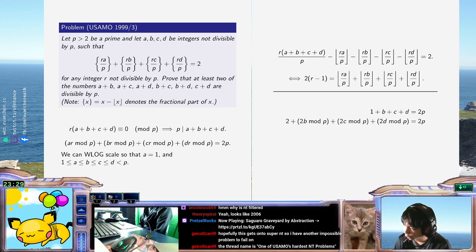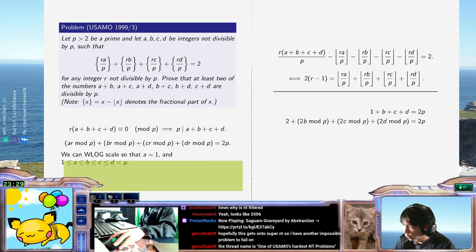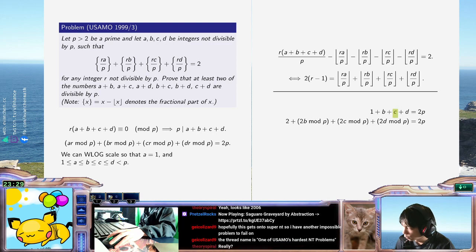Both C and D are bigger than P halves. Yeah, that's correct. C and D are both bigger than P halves, because otherwise, if D is less than P halves, this is way too small. If C is less than or equal to P halves, then it's still too small. Because if this is P halves and this is P halves, I guess this could be like P minus 1.